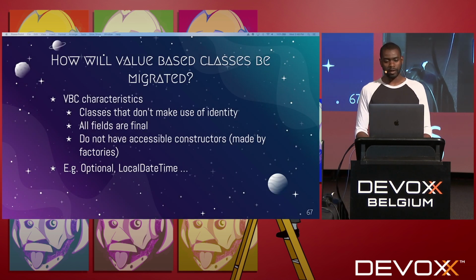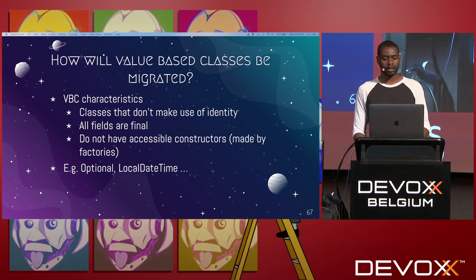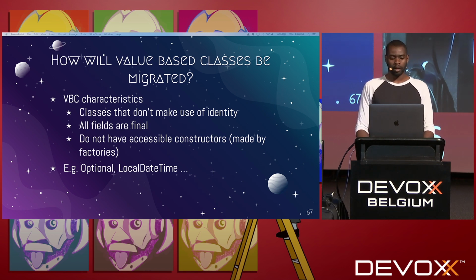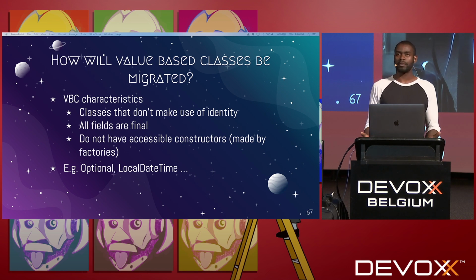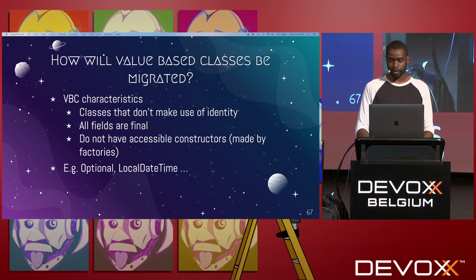Another one is value-based classes. How will these be migrated? Value-based classes are classes that exist today. These classes don't make use of identity characteristics. They're created by factories, and all the fields are final. So these are classes that would be inline types if inline types existed in JDK 8. The problem is these types can still be assigned null, and inline types cannot be. So migrating these types will be a challenge, and this is something that's still being investigated.